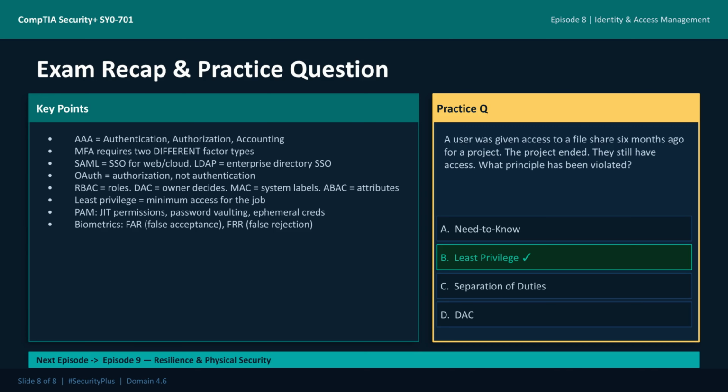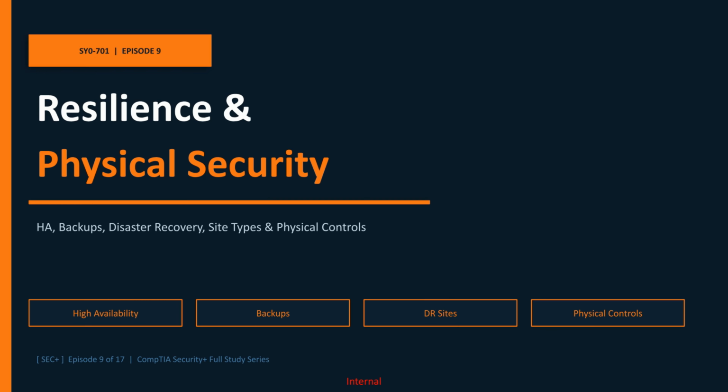For the practice question, the violation is least privilege, as access should be minimum necessary for the job. Welcome to Episode 9, focusing on resilience and physical security. This episode covers high availability, backups, disaster recovery site types, and crucial physical controls.